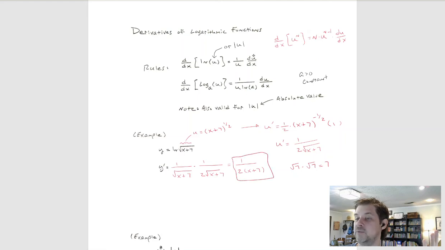Do you see how the chain rule worked for that one? And then how I'd have to use this other version of the chain rule that we already learned once we get into this problem. Okay, all right.